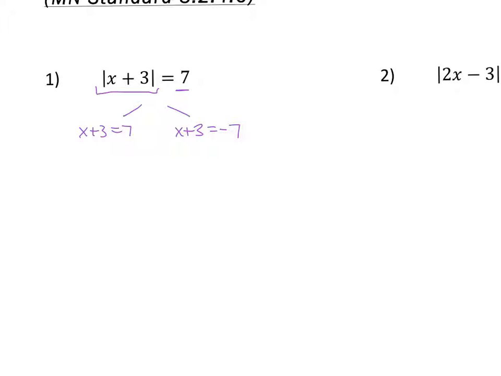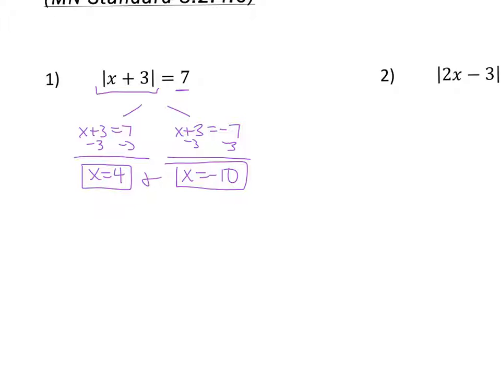Now you just solve it like a one-step equation. Subtract 3 from both sides. You end up getting x is equal to 4 as one of your solutions. Subtract 3 from both sides, you get x is equal to a negative 10 as your other solution. So here we have two solutions going on.